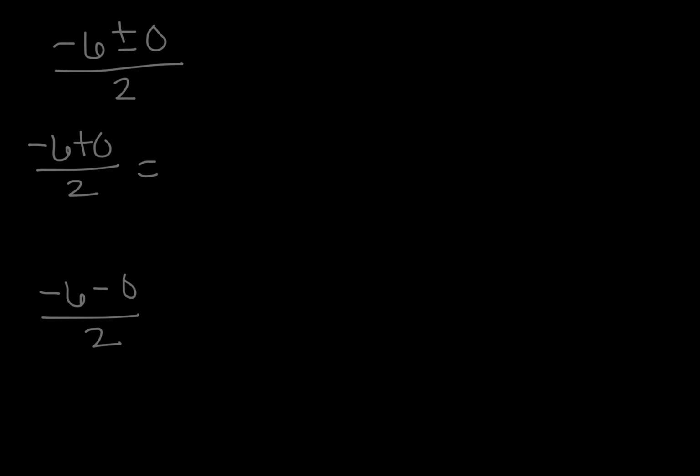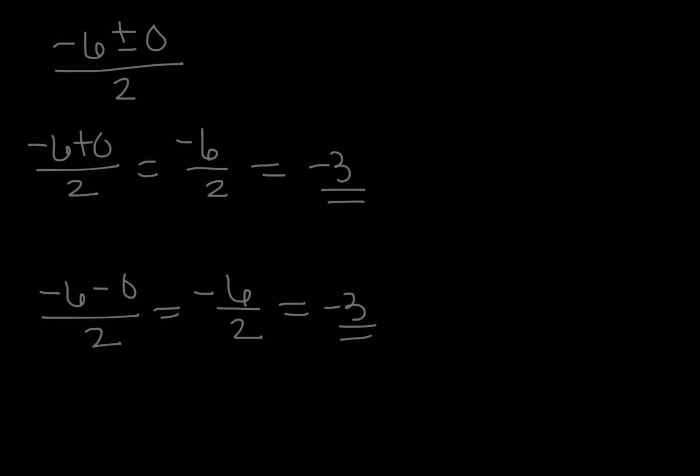Negative 6 plus 0 is negative 6 over 2. Negative 6 divided by 2 is negative 3. Second problem, negative 6 minus 0 is a negative 6 over 2. Negative 6 divided by 2 is a negative 3 as well. So our answer is going to be negative 3, negative 3.